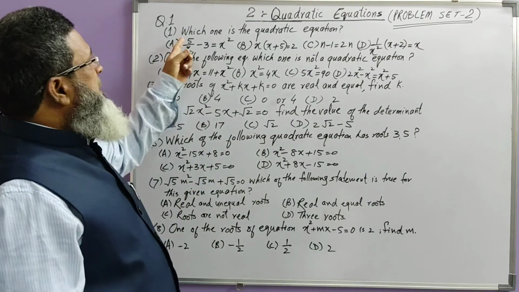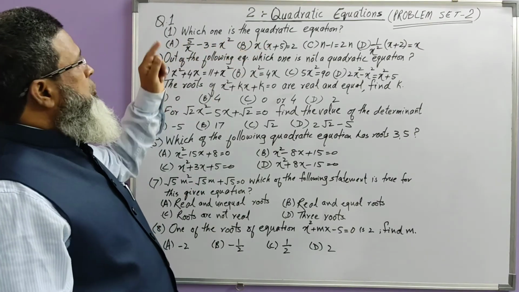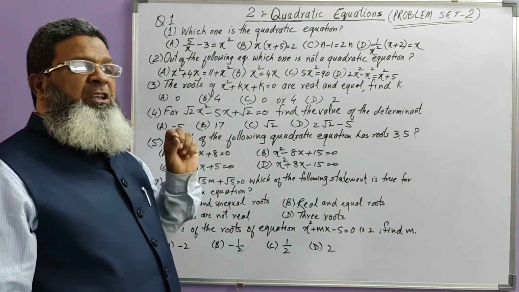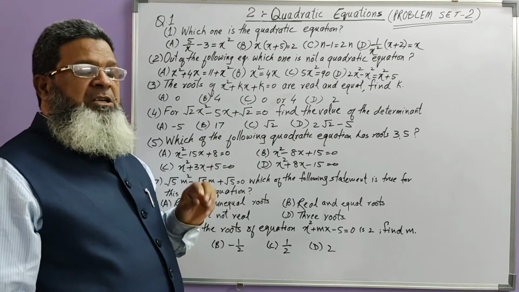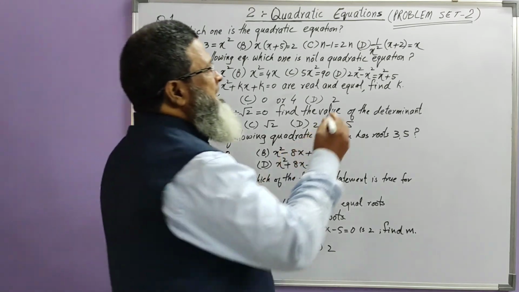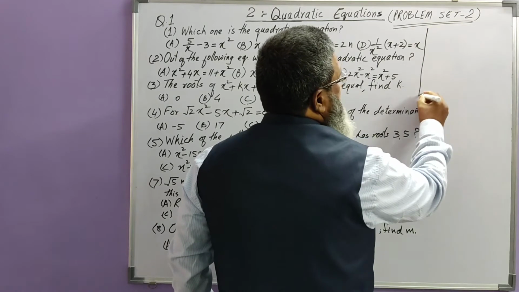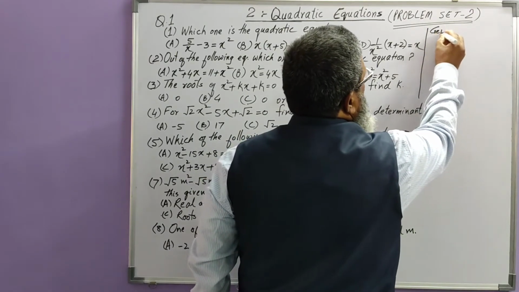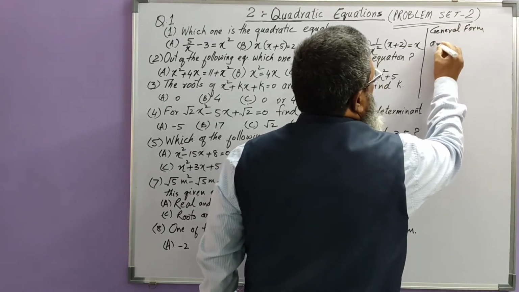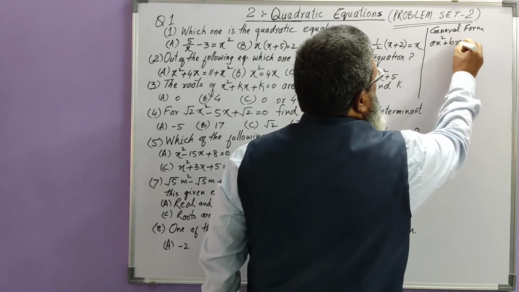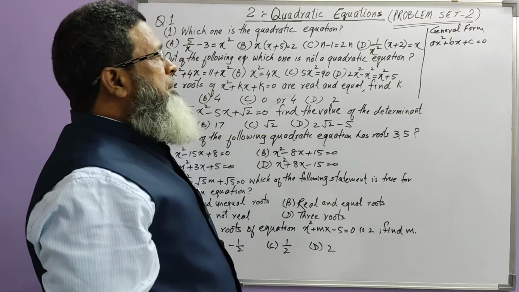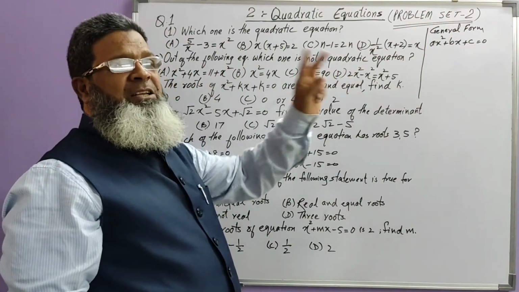Let's see which one is the quadratic equation. It means you have to find which one is a quadratic equation. So you have to know about the quadratic equation. What is a quadratic equation? At least you have to remember the general form of a quadratic equation. What is the general form? That is ax square plus bx plus c is equal to 0. It should be like that. The power of the variable is 2.